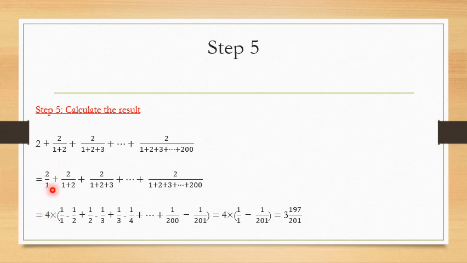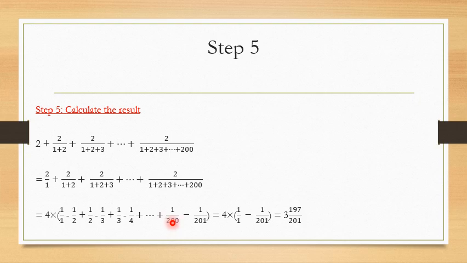So in the first fraction, n equals 1. So then we would write 4 times (1 over 1 minus 1 over n plus 1), which is 2. Now for the second fraction, n equals 2. So here we would write 1 over 2 minus 1 over 2 plus 1, which is 3. Now here is 3, and so on until you reach the last one.